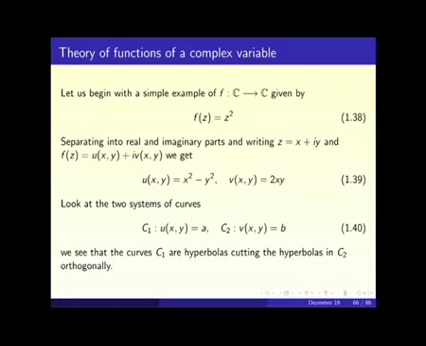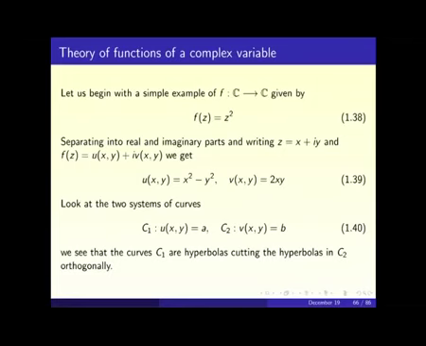What is this family of curves u(x,y) equal to a? That is, what are the curves x squared minus y squared equals a? They are a family of rectangular hyperbolas. What is this family v equal to b? That is 2xy equals b. Again, you get a family of rectangular hyperbolas.